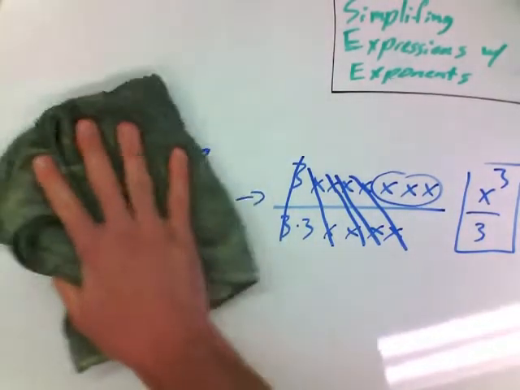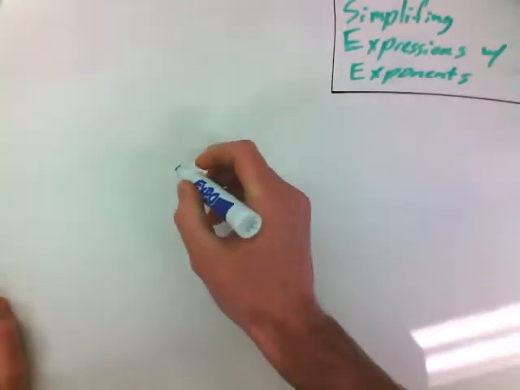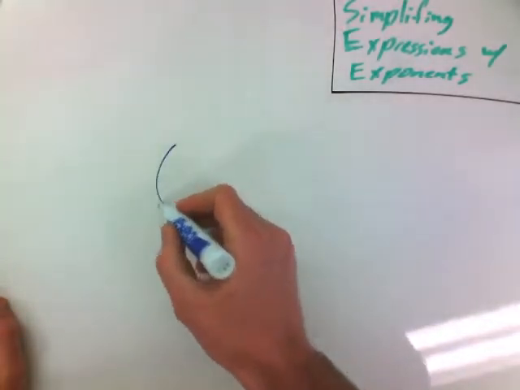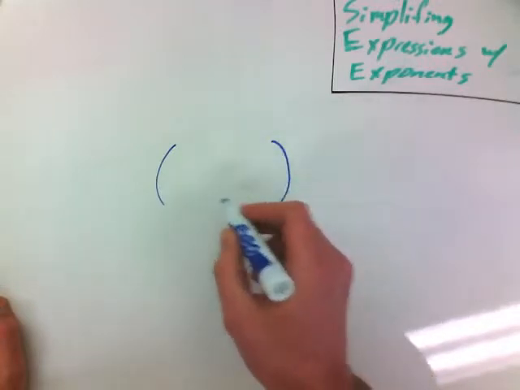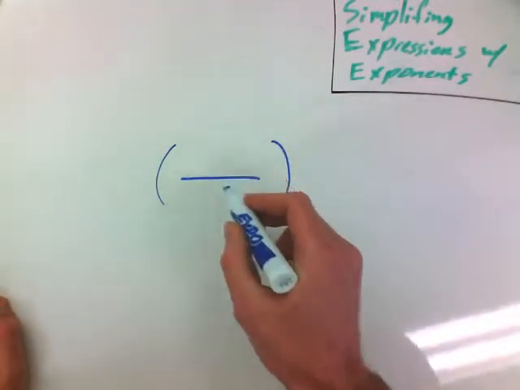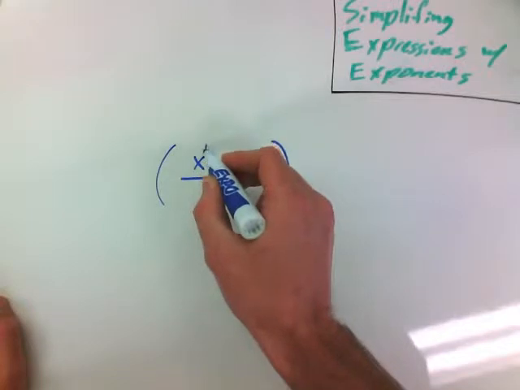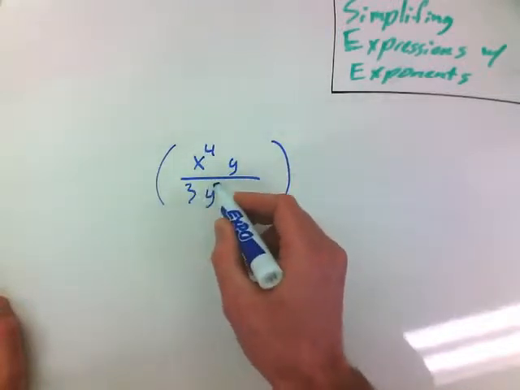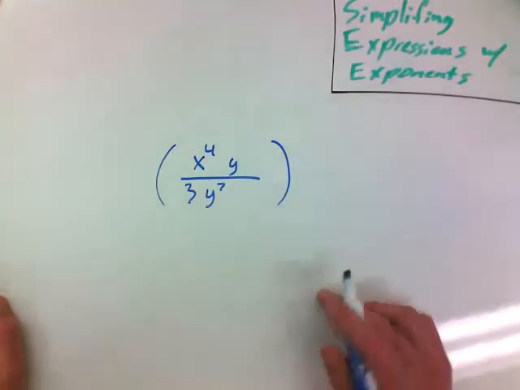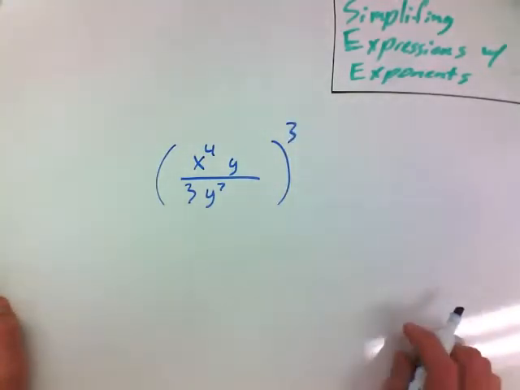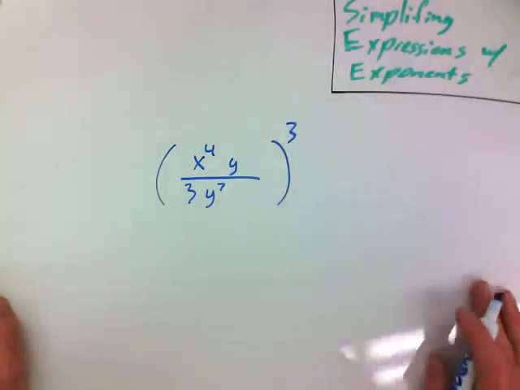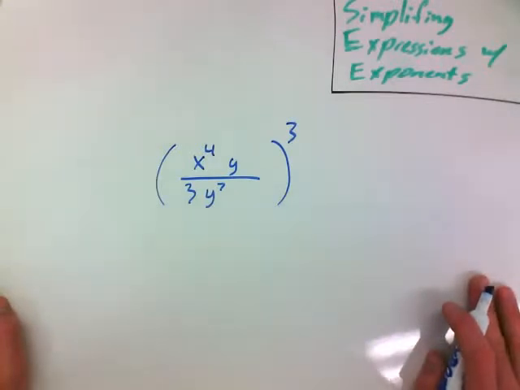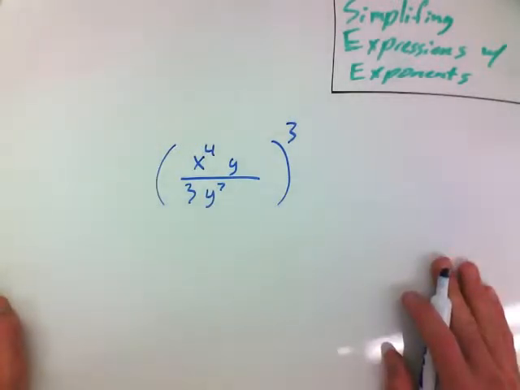Now we need to deal with kind of a little more complex ones. So what if I did something like this? I have x to the 4th y, 3y to the 7th, and I'm going to raise that all to the 3rd power. So at first it looks like it's going to be far more complex, but really our same ideas hold true.